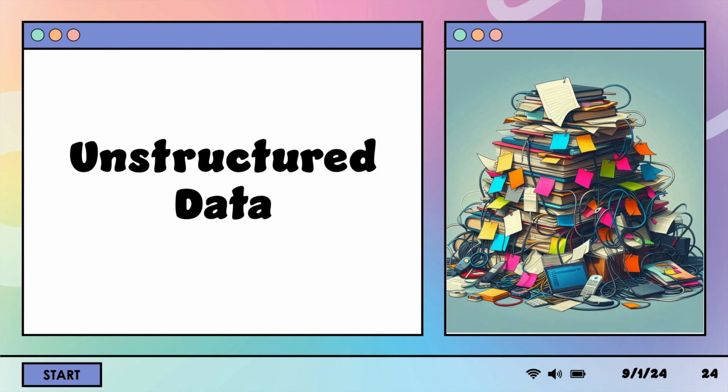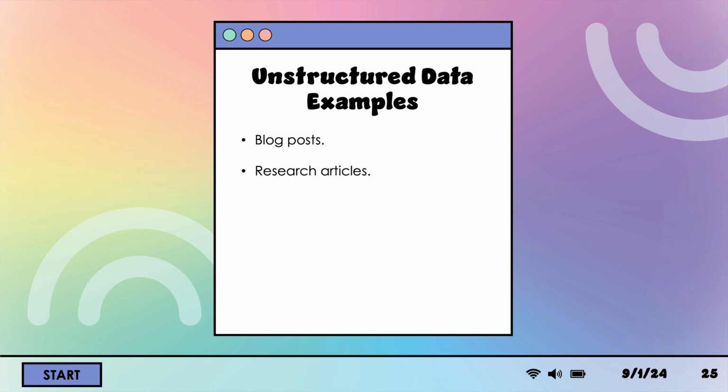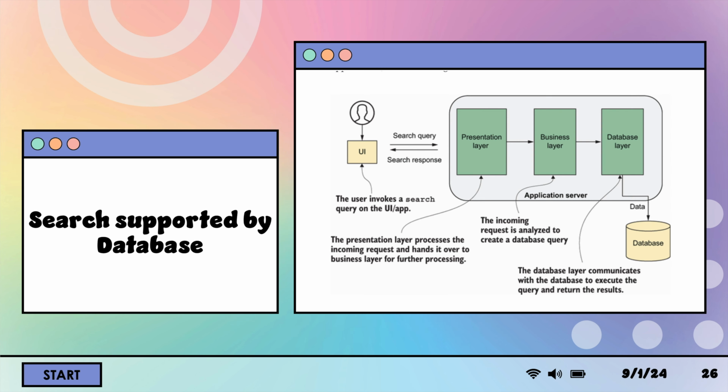Unstructured data is messy and doesn't follow any specific format. It includes things like blog posts, research articles, emails, PDF, and audio or video files. Modern search engines rely heavily on unstructured data. Elasticsearch can search through large amounts of unstructured text to find specific words or phrases. It works well with both structured and unstructured data, allowing you to search and index them together.